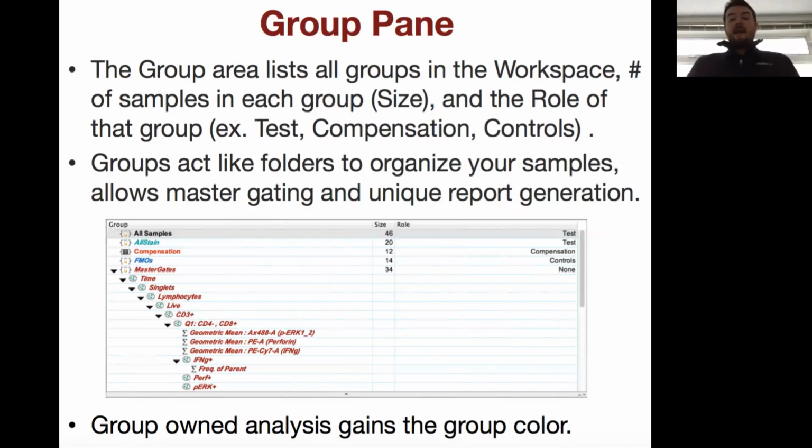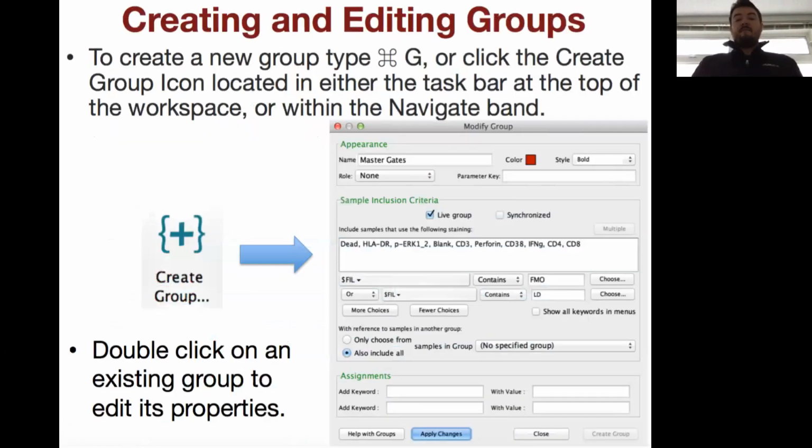In order to create and edit groups, you can always click the Create Group button. There's also a hotkey, which is Command G or Apple G, as illustrated here. That will open up a Create Group dialog, which will look very similar to this Modify Group dialog. In order to modify a group, you just double-click on a group, and it'll open up this Modify Group dialog.